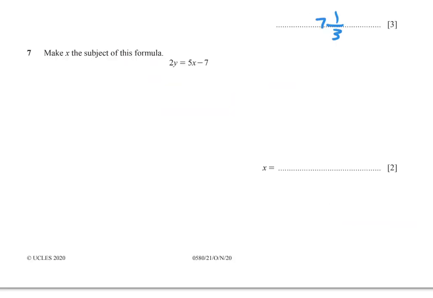Number 7, make x the subject of this formula. 2y equals 5x minus 7. Now transpose negative 7 to the other side. So 2y plus 7 equals 5x. Now divide by 5, divide by 5. So x equals (2y plus 7) over 5.